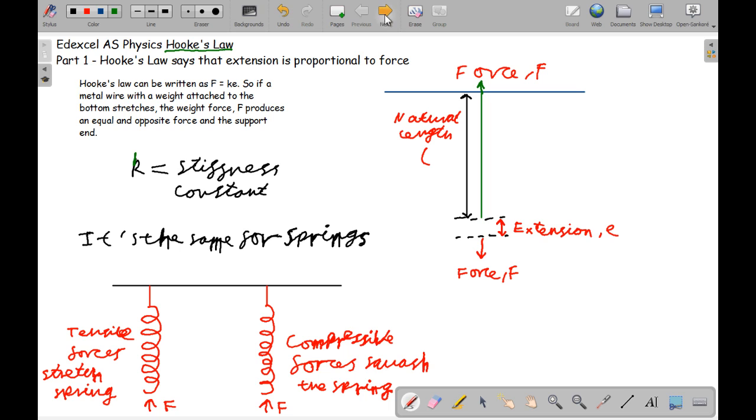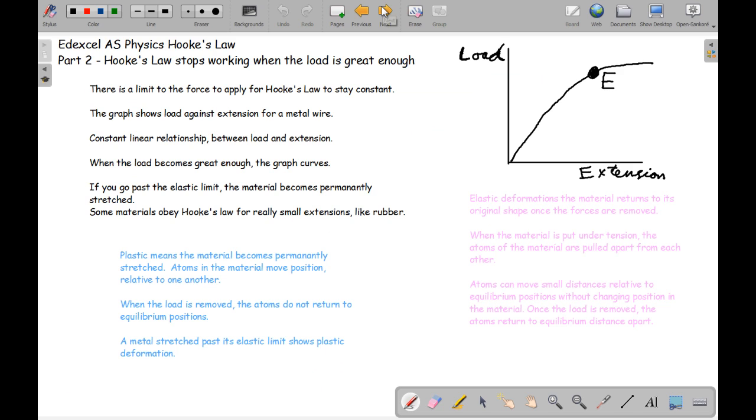However, Hooke's law does stop working when the load is great enough. There's a limit to the force you can apply for Hooke's law to stay constant, and the graph shows load against extension for a typical metal wire. The first part of the graph shows Hooke's law being obeyed. There should be a completely straight line, as there is a linear relationship between load and extension, and when the load becomes great enough, the graph starts to curve.